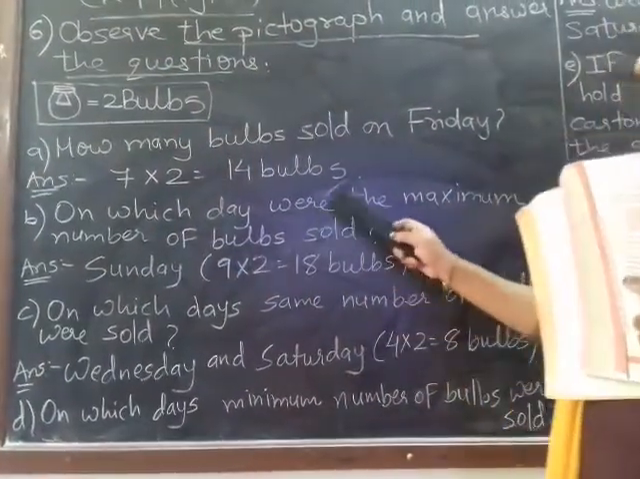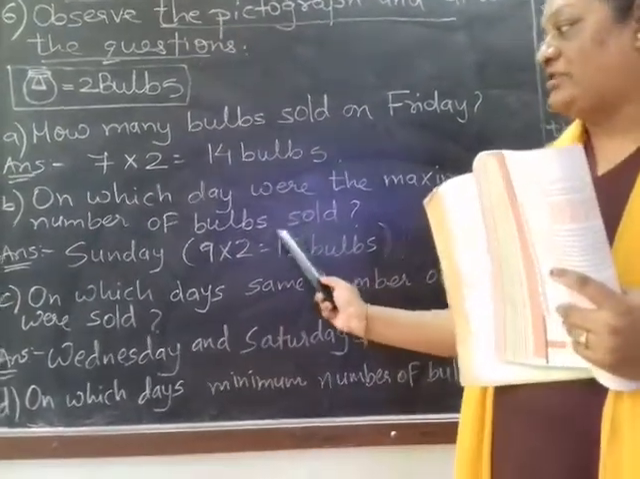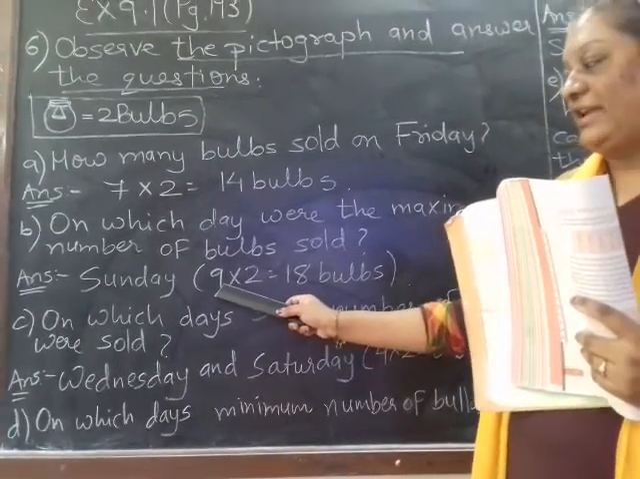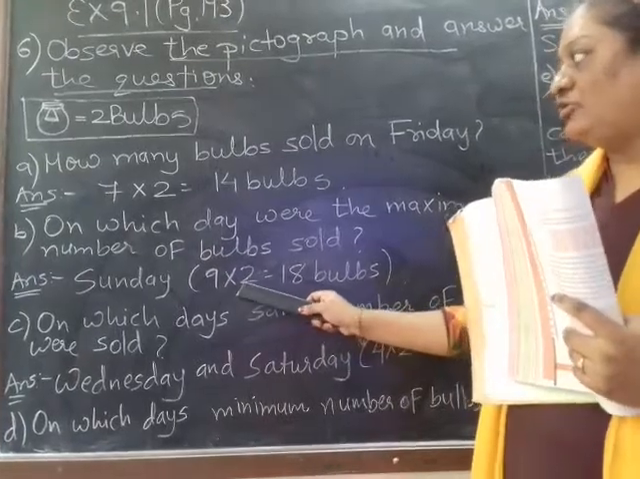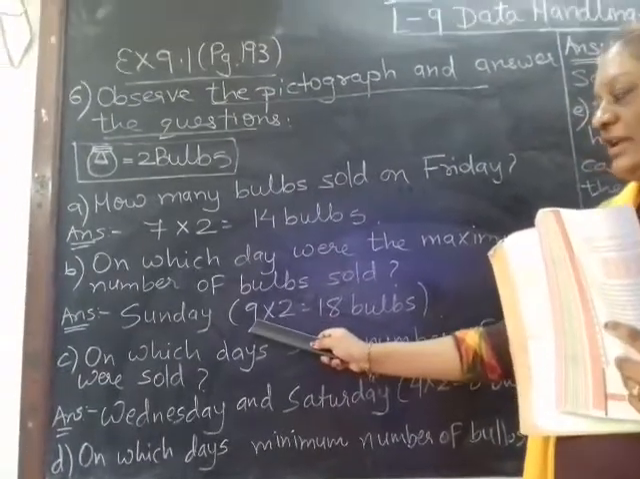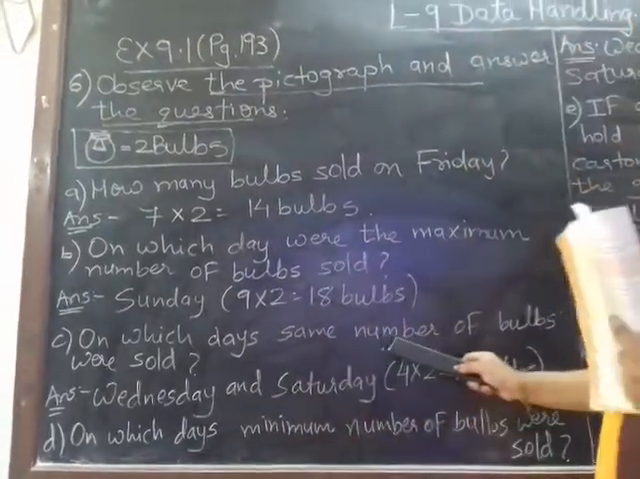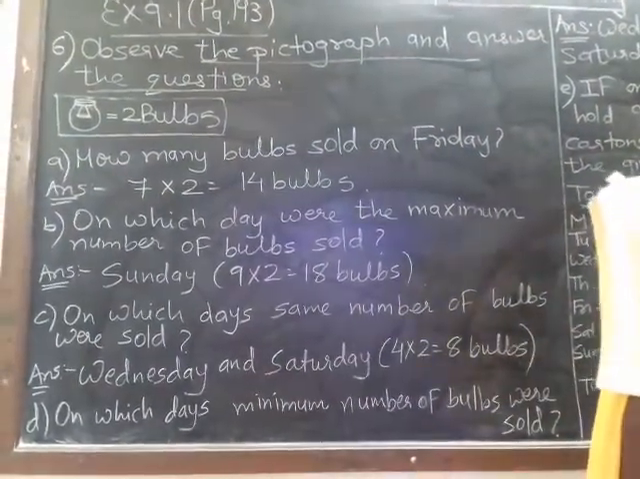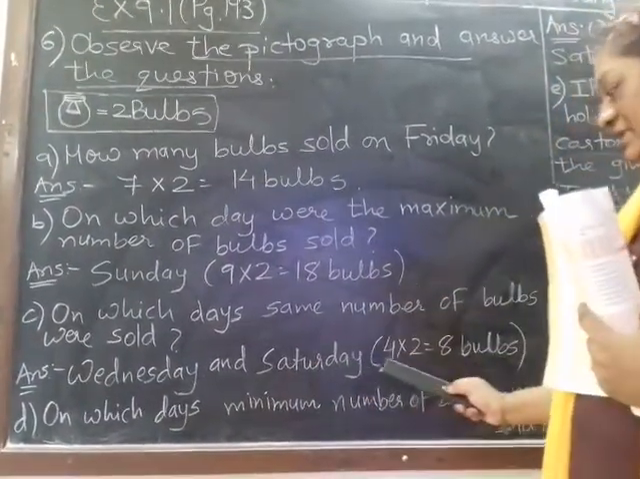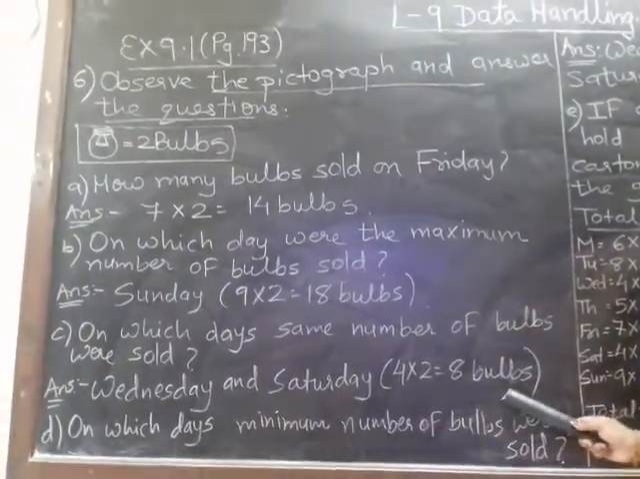Right? Second question, B: on which day were the maximum number of bulbs sold? They were sold on Sunday. Why? Because the maximum pictures of bulbs were drawn on Sunday. There are 9. So 9 into 2 is equal to 18 bulbs. They had given 2 bulbs for one picture. So 9 pictures into 2, 18 bulbs were sold. They were maximum on Sunday. On which days were the same number of bulbs sold? There are 2 days, Wednesday and Saturday, where on Wednesday 4 pictures are given and on Saturday also 4 pictures of bulbs are given. So 4 into 2, 8 bulbs.